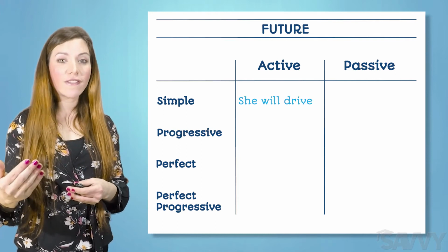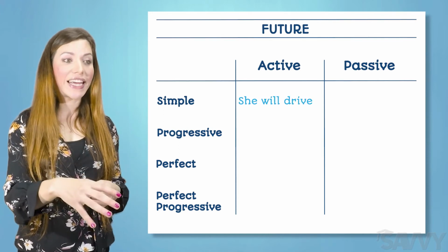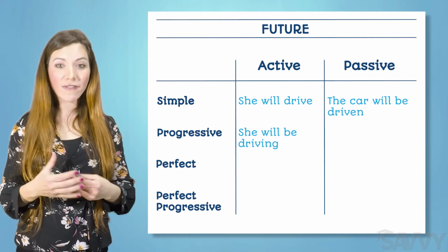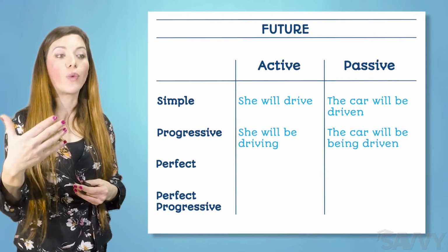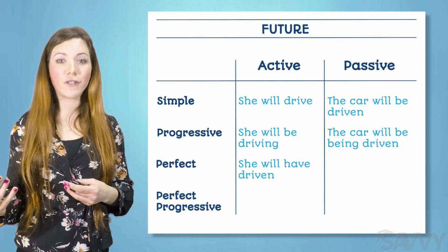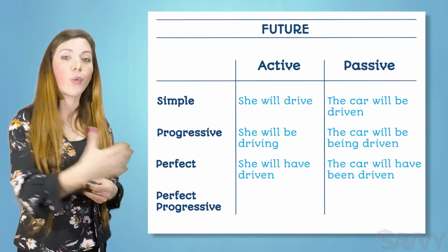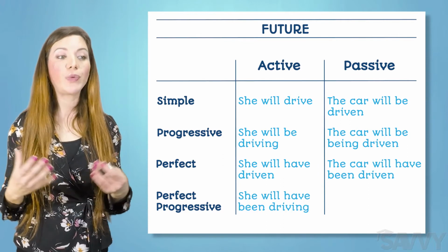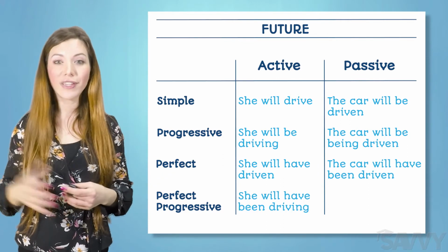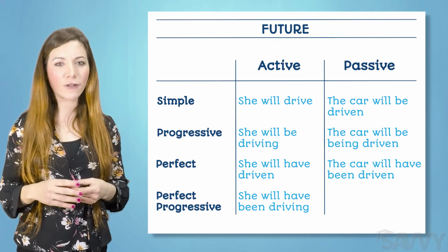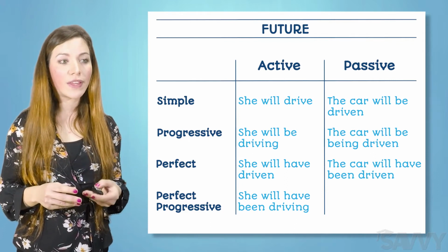She will drive. In the passive, we would say the car will be driven. She will be driving. The car will be being driven, which is not used that much. She will have driven. The car will have been driven. And finally, she will have been driving for 3 hours. The car will have been being driven. It's not used that much in the passive.